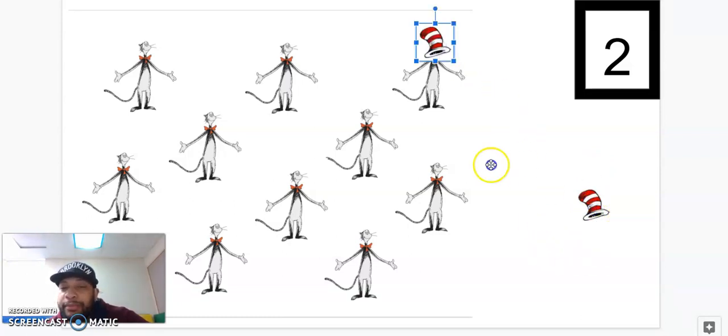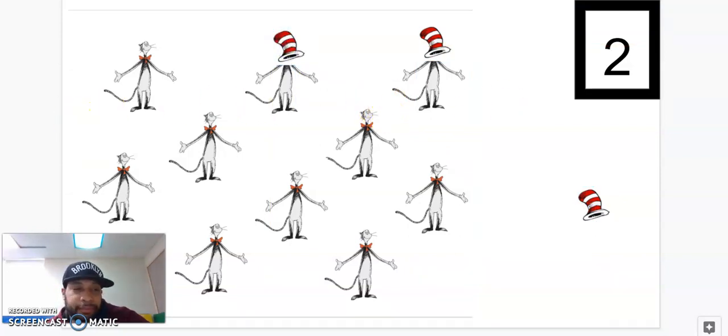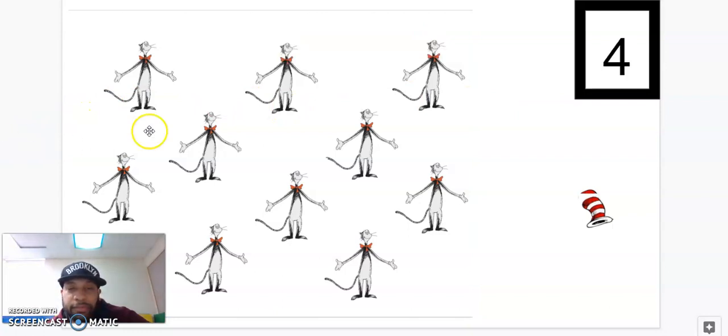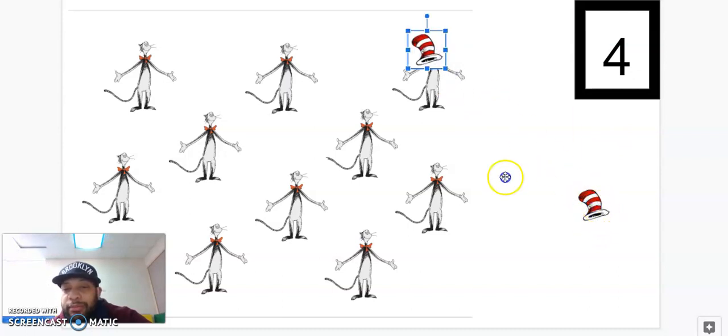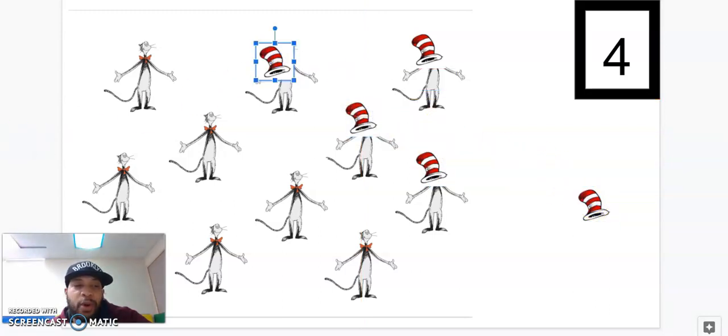One, two hats. This number is the number four. We're going to count four hats. One, two, three, four. Four hats.